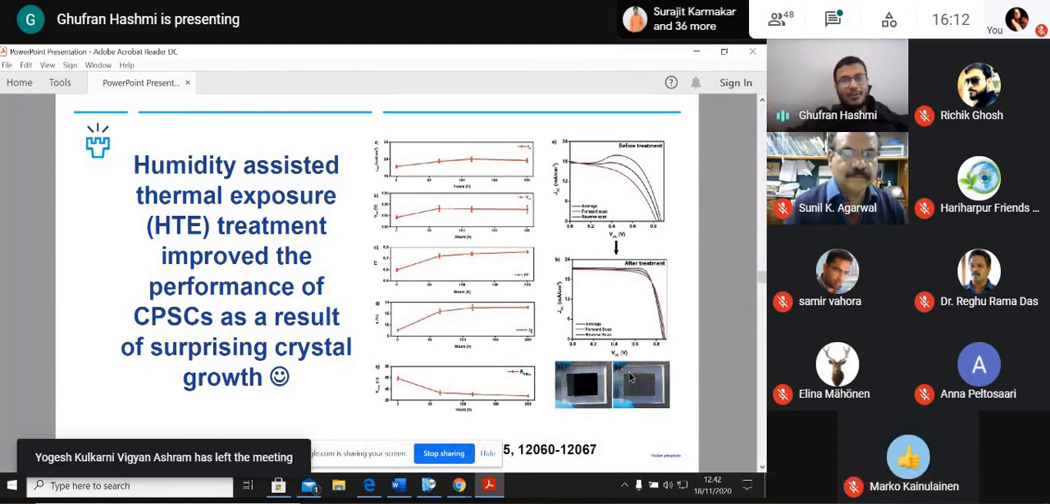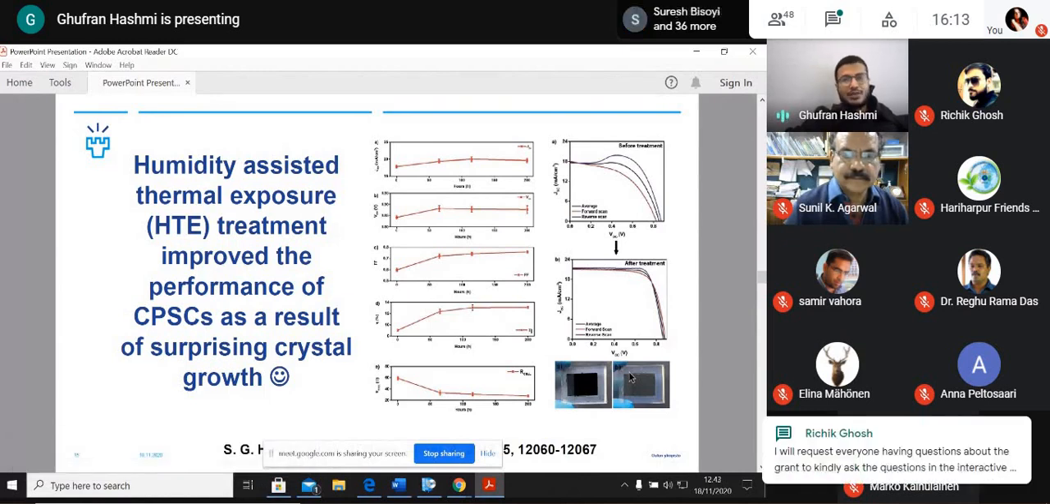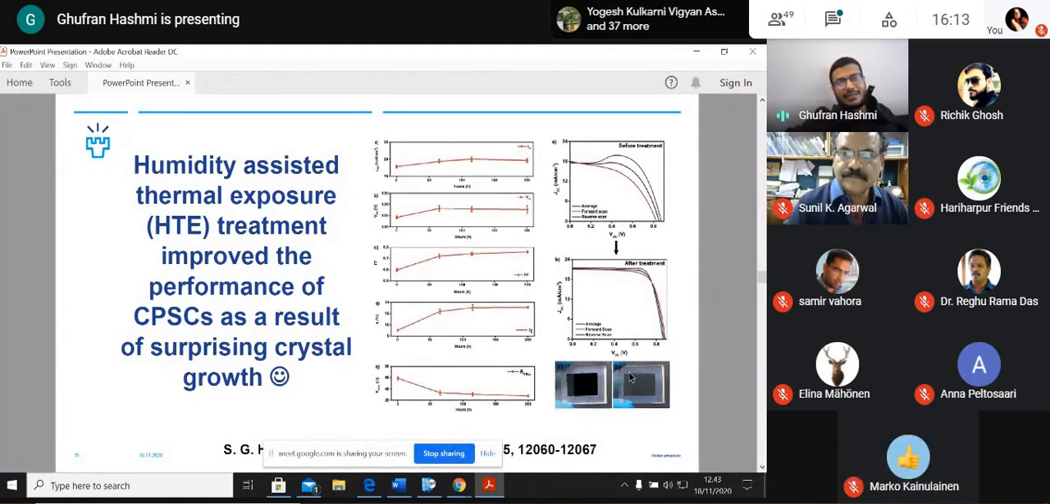And on the top right corner you can see a JV curve. When you scan the device with both forward and reverse scans, you get a large hysteresis. Even if you take an average of the forward and reverse, which appears in black, it gives you some value, but you cannot confidently say what the actual performance of your devices is.